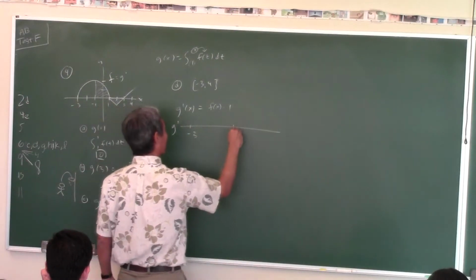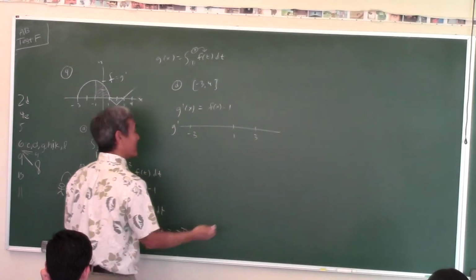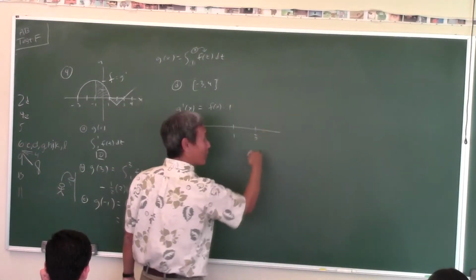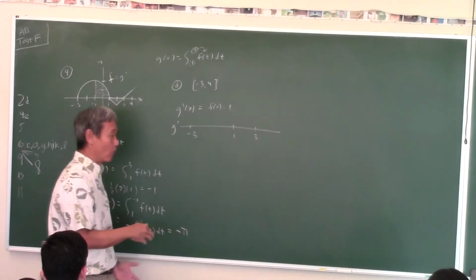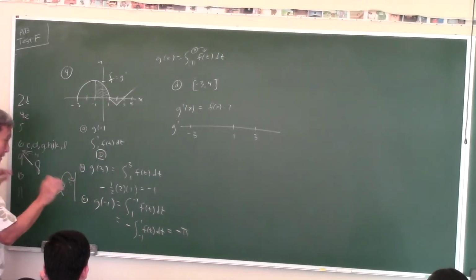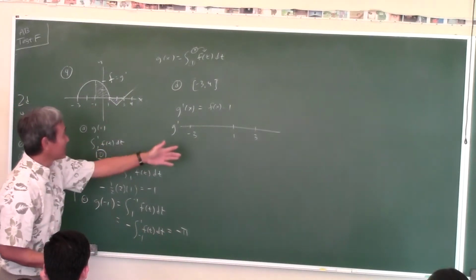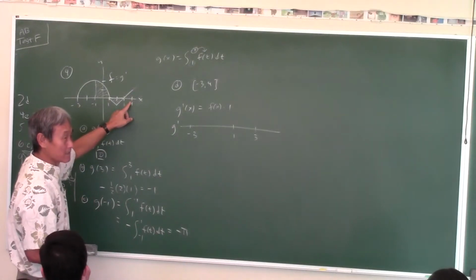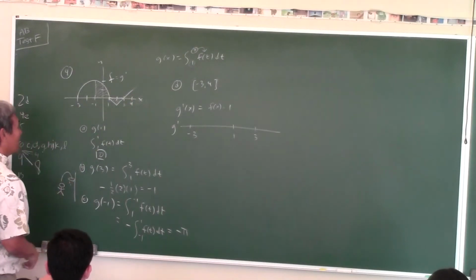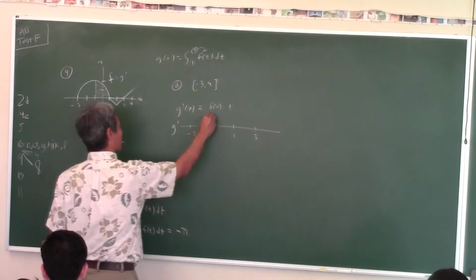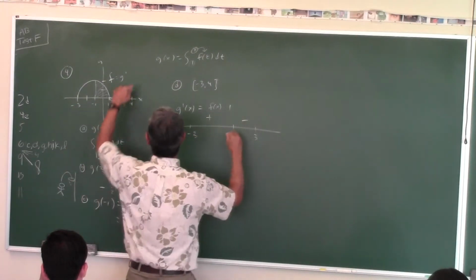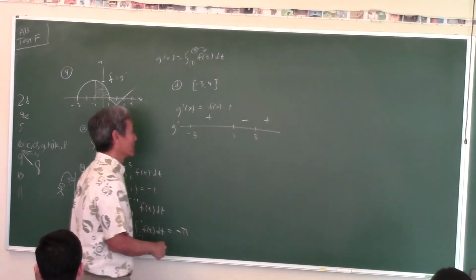-3, 1, and 3. Somebody came in for help this morning. They said, shouldn't I put 4 on the number line since it's an endpoint? No, you don't have to consider the endpoint. It doesn't belong on the number line because it doesn't cross the x-axis at 4, that's why. Okay, if it's above the x-axis, plus. Below, minus. Above, plus. That's what your number line should look like.